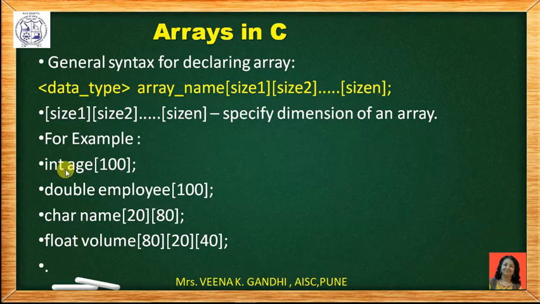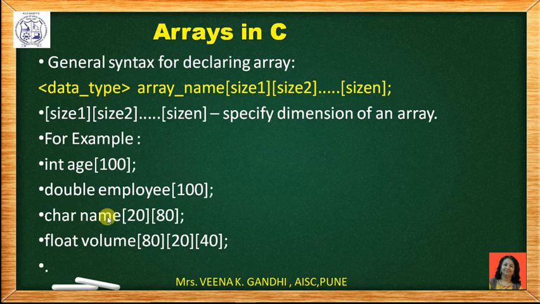The general syntax for declaring an array is: data type first, then the array name, then in square brackets you mention the dimensions size1, size2, sizeN, where size1, size2, sizeN specify the dimensions of the array. The data type can be anything: int, float, char, structure, pointer, etc. The array name should be a valid identifier name. For example, int age[100] means age stores 100 elements of type integer. There is one subscript here, so it is a one-dimensional array.